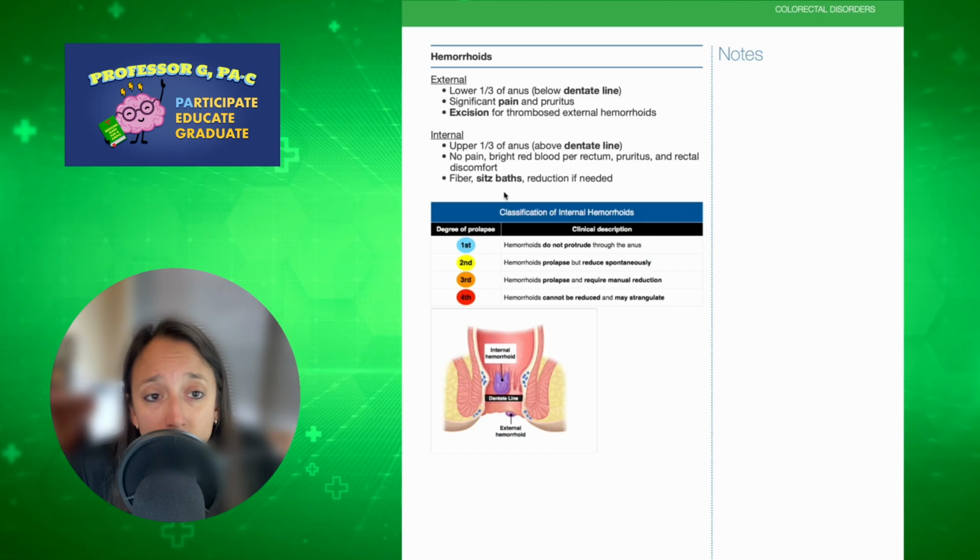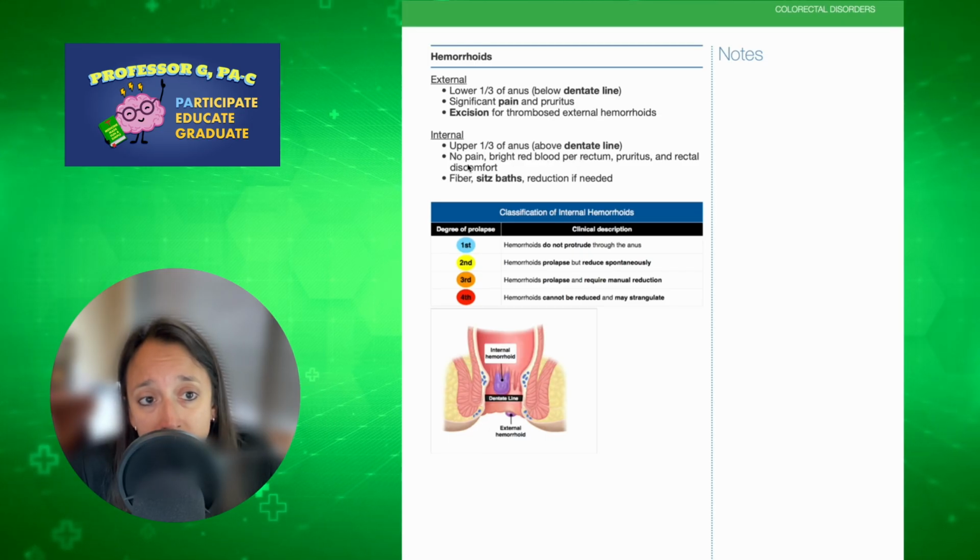If it's an internal hemorrhoid, it shouldn't be painful. It's above the dentate line. There's no nerve innervation at or above the dentate line. And they don't have pain, but often they present with bright red blood.